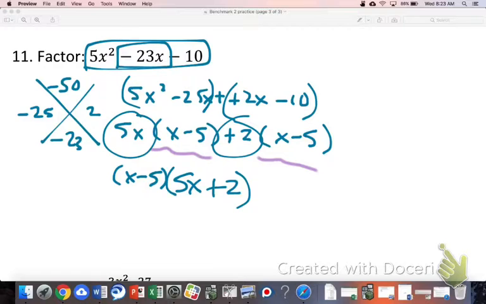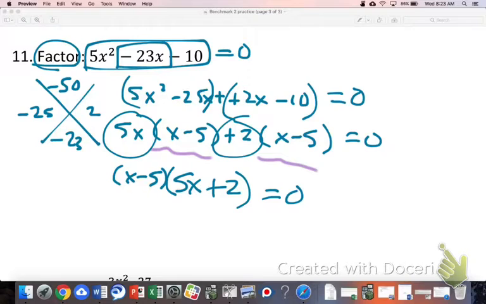You see how this is a little bit different than what we've been doing? What if I did this? What if I put an equals 0, and an equals 0, and an equals 0, and an equals 0? How might the instructions change? Well, when you get it factored, you have to set both of them equal to 0. Right. I totally agree with you.